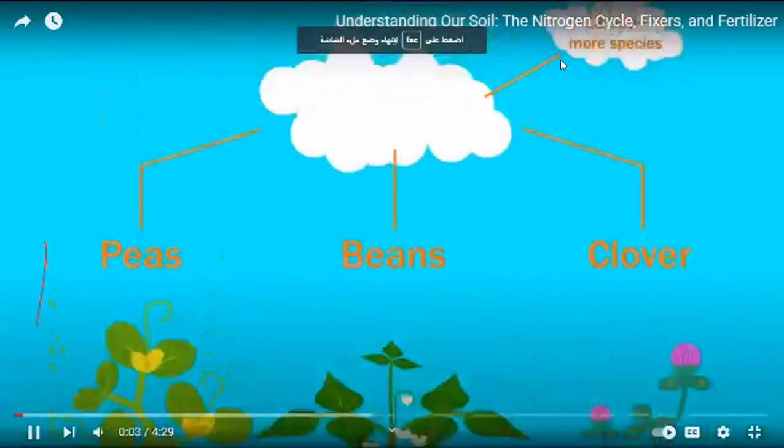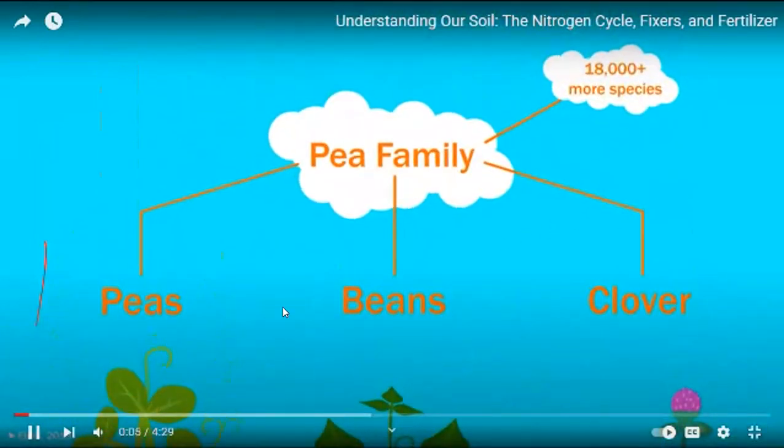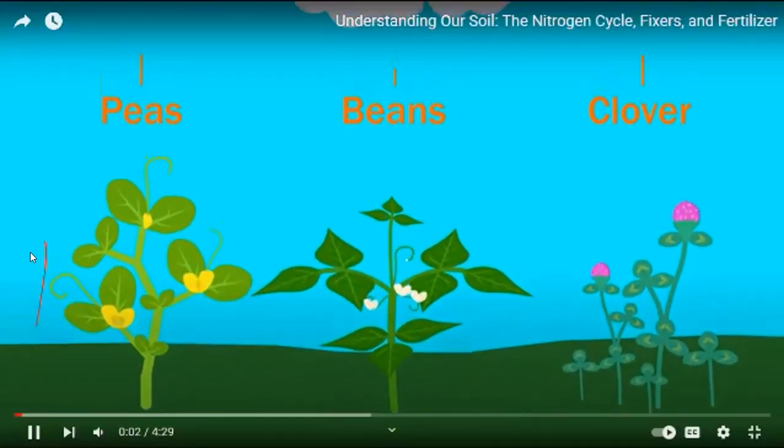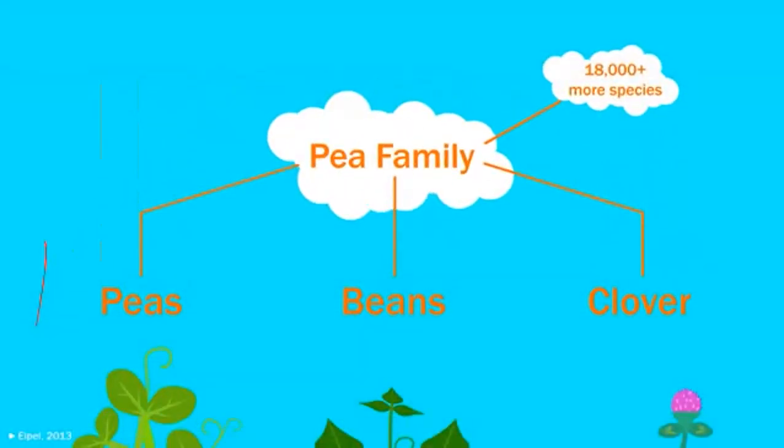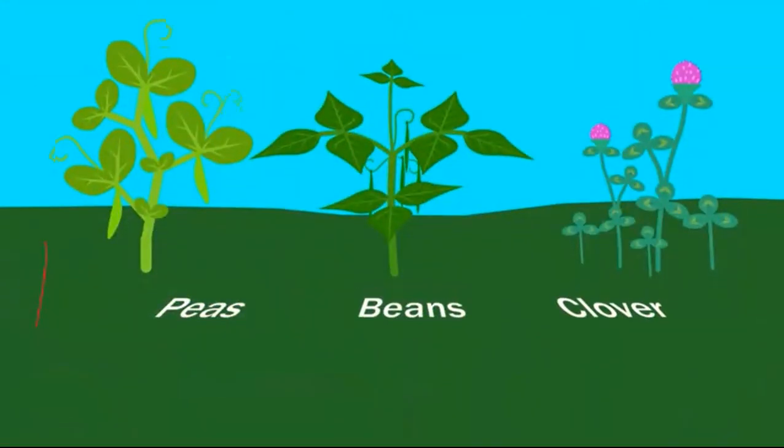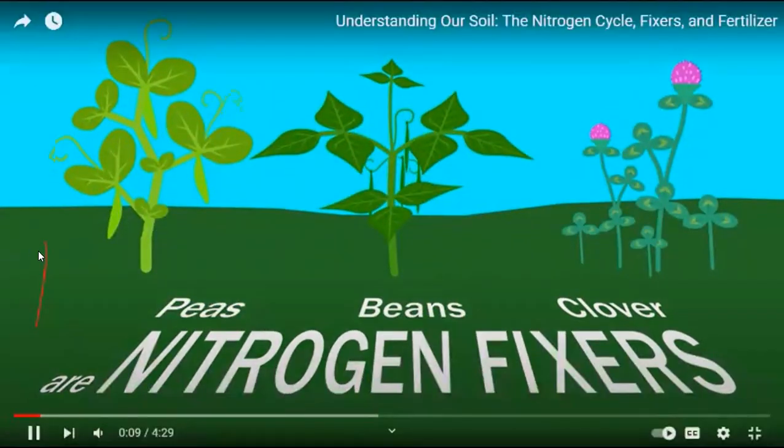Clover are among the 18,000 species in the pea family. Most species in this family, including peas, beans, and clover, are known as nitrogen fixers.